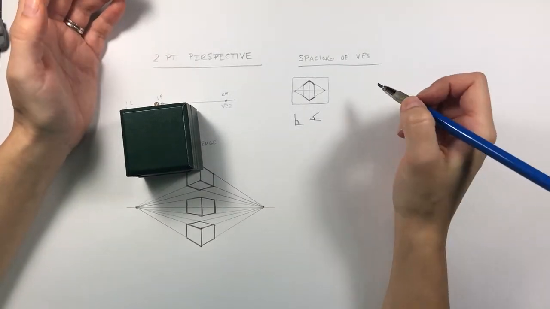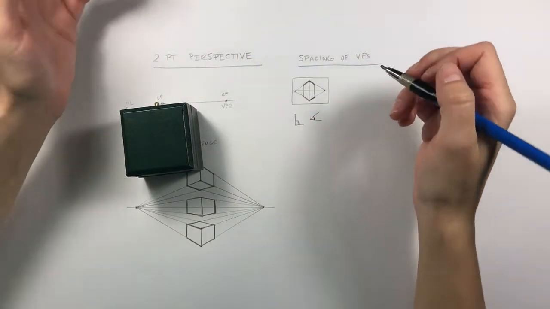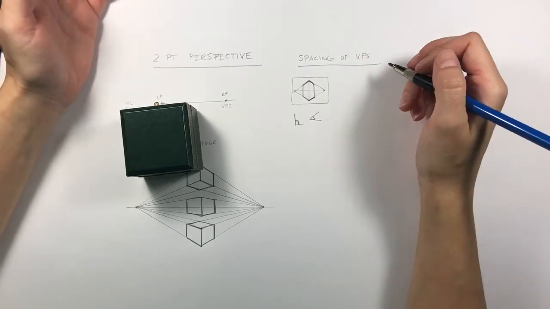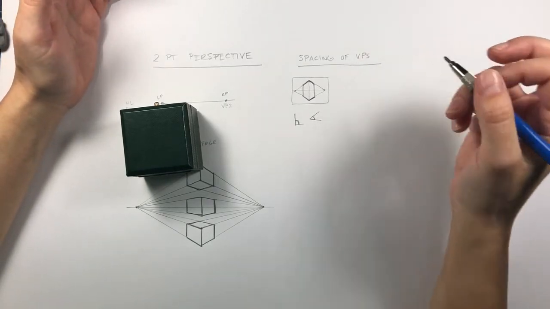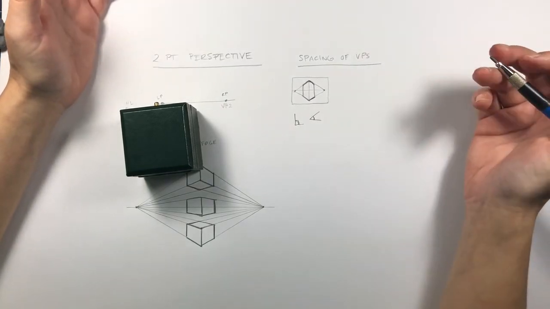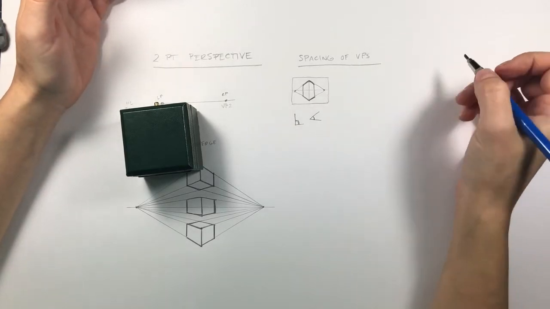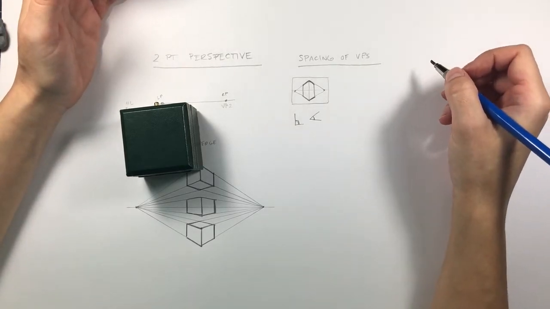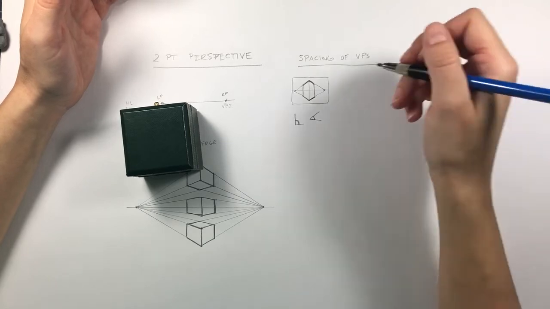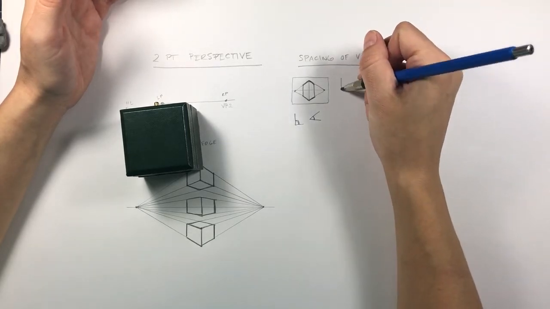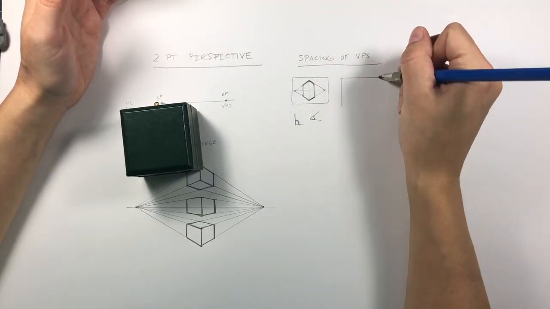Now, the other problem is if you put them too far apart. And honestly, that doesn't really happen that often. Usually people put it too close together because they feel defined by their paper, but it is a thing that can happen. So let's draw our page here.